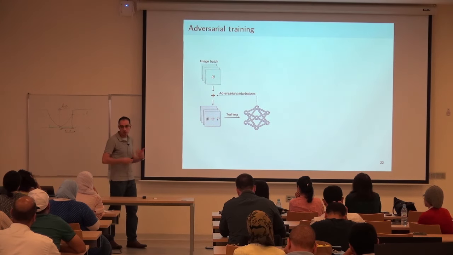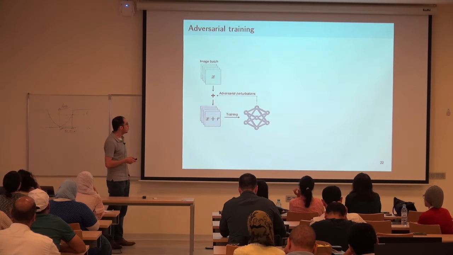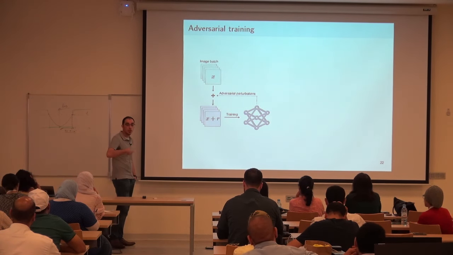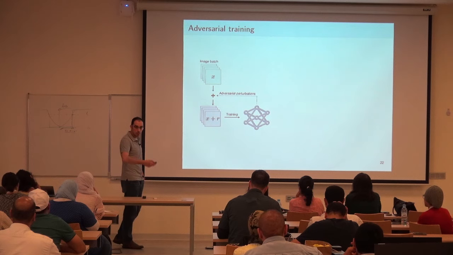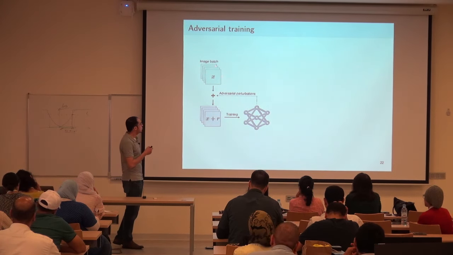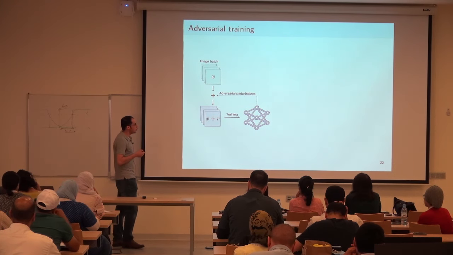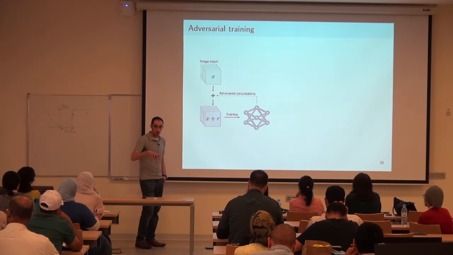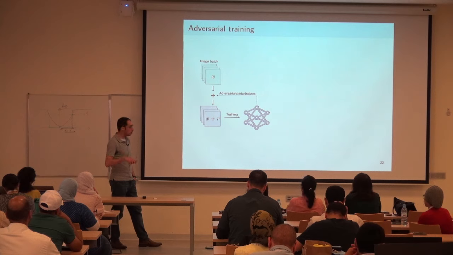You consider batches and then you backpropagate, and so on and so forth, right? So what you're going to do instead is compute adversarial perturbations in an online way for each step of your optimization. You're going to consider this batch X, and then add adversarial perturbations to X for the current model. So for the current network, you compute adversarial perturbations, and then you form this new batch X plus R.